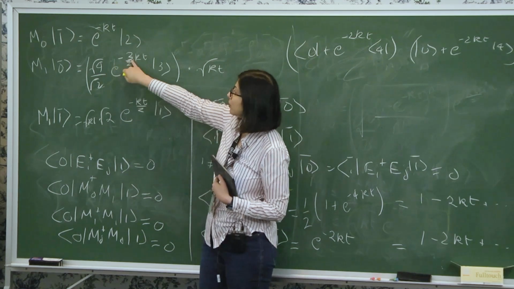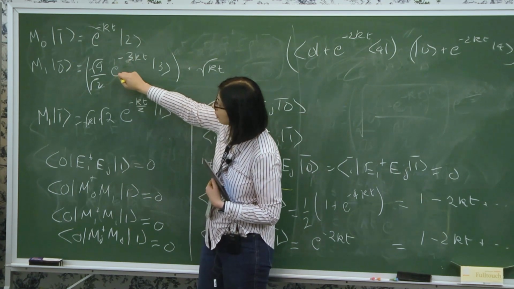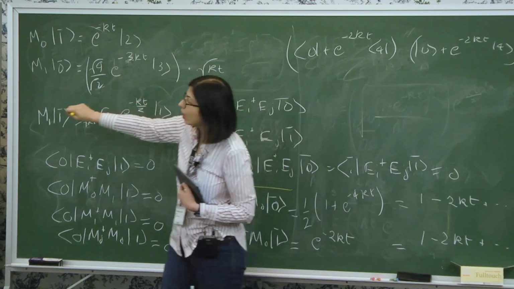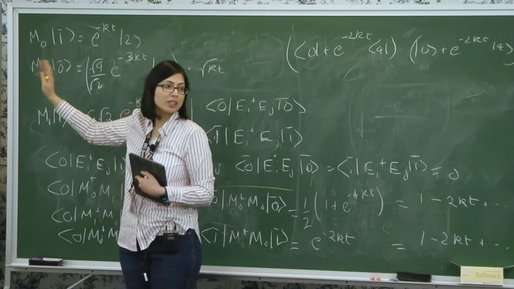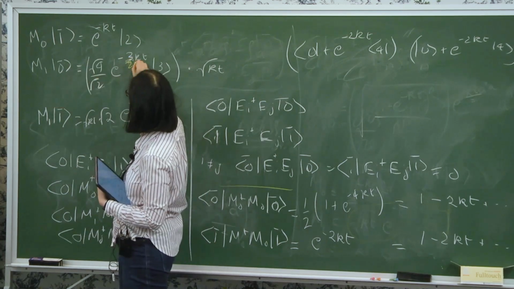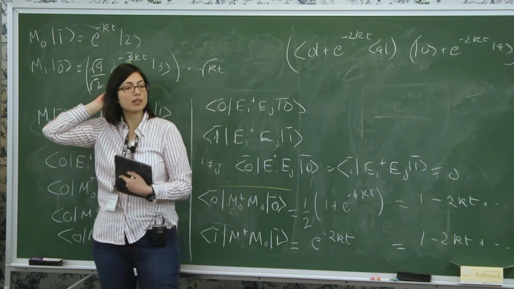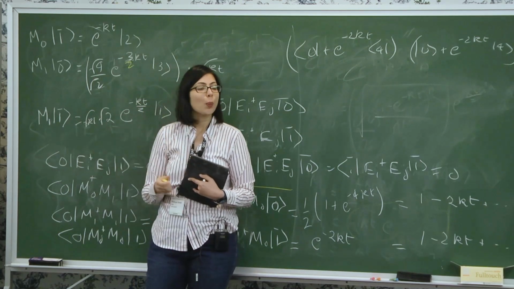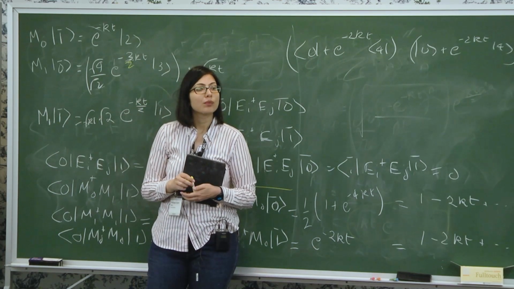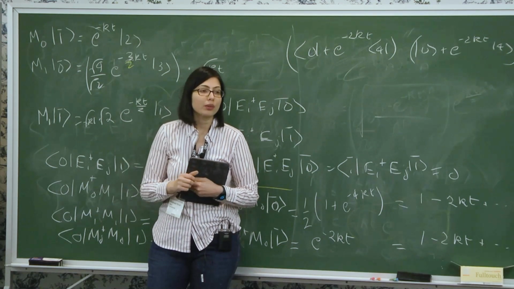This should be minus 2 kappa t, you're saying? Let me check the math and get back. But to first order, it should be satisfied. I'm going to check the math and get back. Yes. Not for this code word.